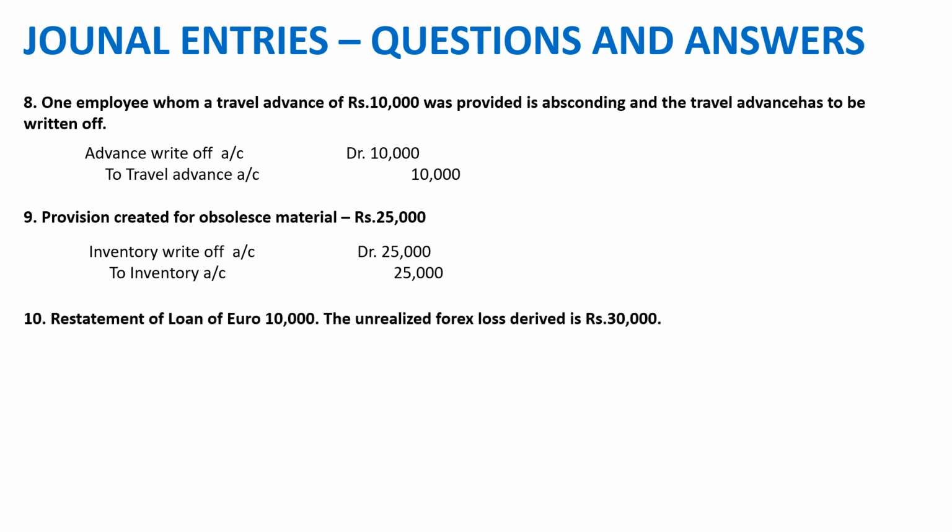Now coming to the last transaction. Restatement of loan of euro 10,000. The unrealized forex loss derived is 30,000. So how we are going to post this unrealized forex loss now? Debit forex unrealized loss account debited because it is an expense, and you have to increase the liability amount, right? Because you are restating the loan. So when you're increasing the liability, loan account will be credited for 30,000.